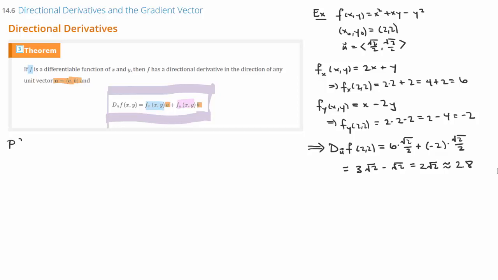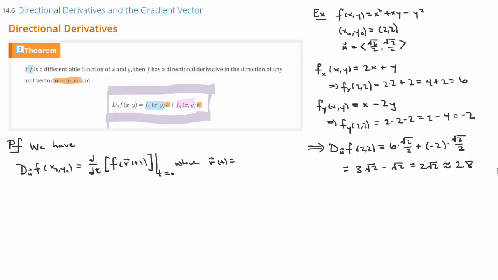All right, it's proof time. How are we going to prove this theorem? Well, first off, remember the definition of the directional derivative. We have that the directional derivative in the direction u of f at a point (x naught, y naught) is the derivative with respect to t of the composition f of r of t evaluated at t equals 0, where this vector function r parameterized the line passing through (x naught, y naught) in the direction u. And so it looks like (x naught, y naught) plus t u, or alternatively (x naught plus ta, y naught plus tb).